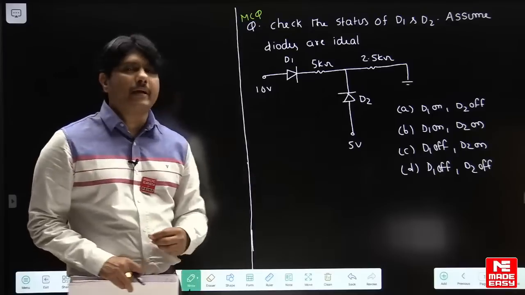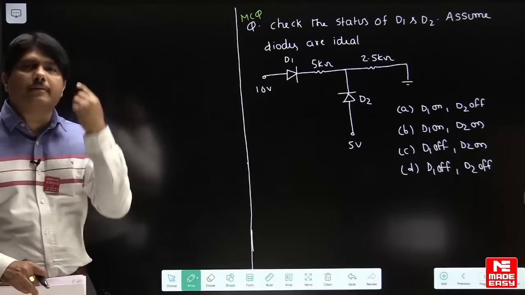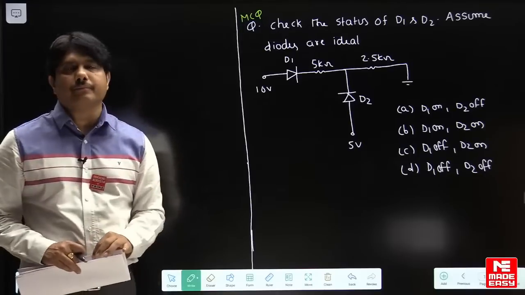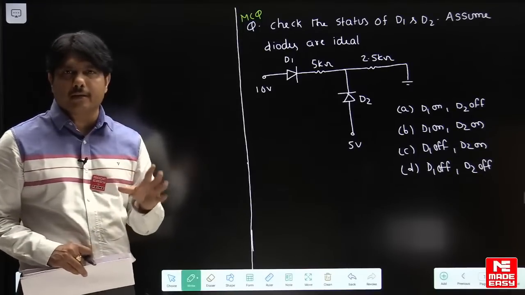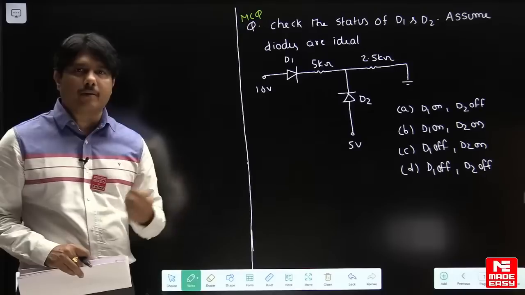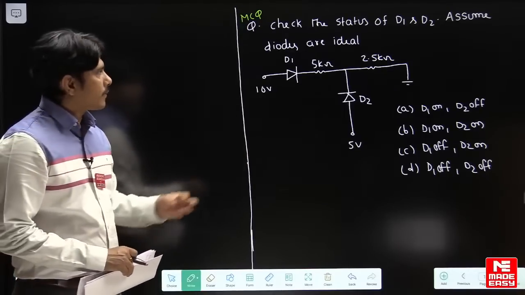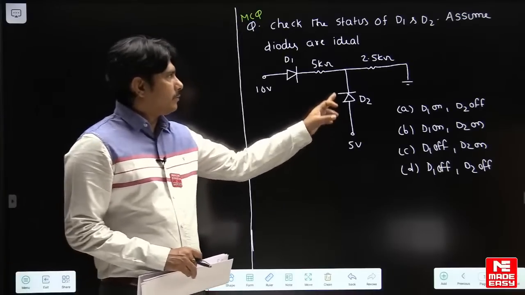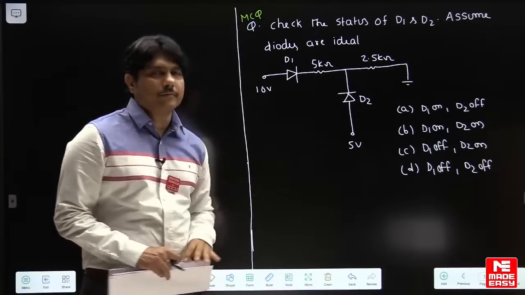Check the status of D1 and D2. Assume that diodes are ideal. Sometimes they will ask you the CVD model, that's a practical model. This is an ideal question. D1 diode is given here, D2 diode, 5K, 2.5K, 10 volts.